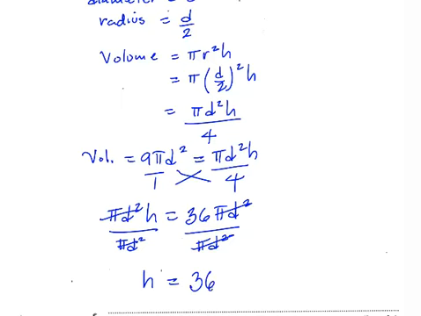So if the content of jar X, which is 9 pi d squared, is poured into jar Y, the two volumes are the same. So if the two volumes are the same, we equate the two volumes and work until we get the fact that the height of the water in jar Y is 36 centimeters.